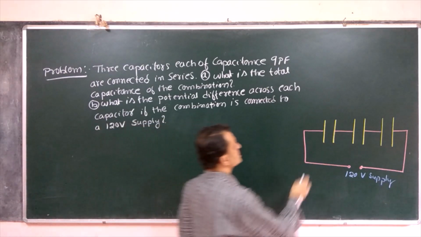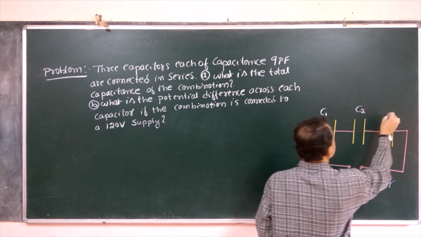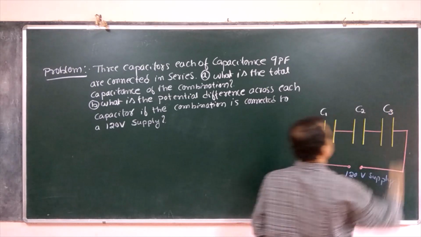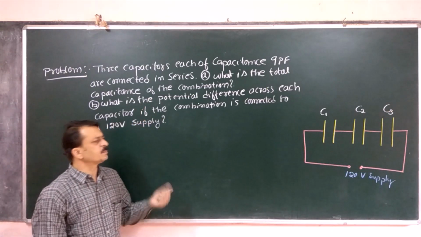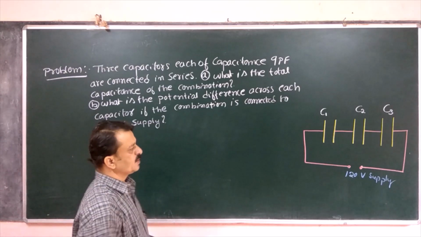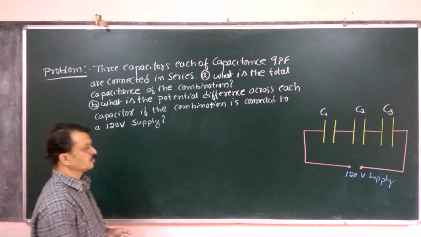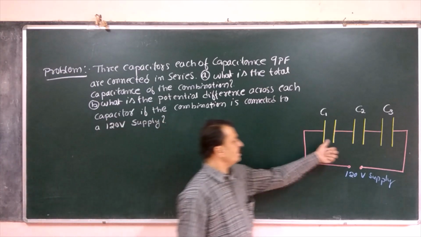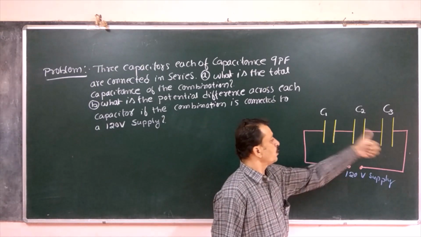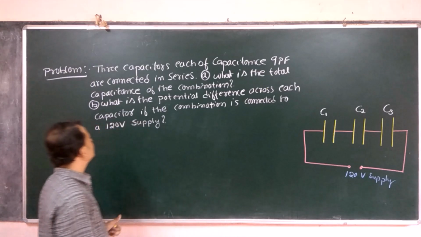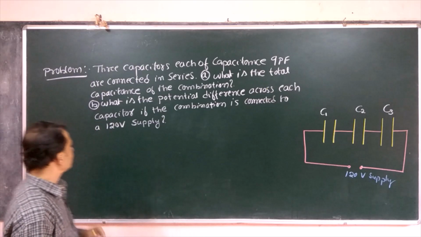Now here it is capacitor. If I call it as a C1, and this one is capacitance C2. Now this is the third capacitor of capacitance C3. Now C1, C2, C3 is equal to 9 picofarad ಅಂತ ಕೊಟ್ಬಿಟ್ಟಿದ್ದಾನೆ. They are connected in series. ಈಗ series connection ಮಾಡಿದ್ರೆ what is the effective or equivalent capacitance ಅಂತ find out ಮಾಡಬೇಕು. ಅದ್ರ ಜೊತೆಗೆ ಈ ಕಾಂಬಿನೇಷನ್ ಗೆ ನಾವು 120 ವೋಲ್ಟ್ ಸಪ್ಲೈ ಅನ್ನ ಅಪ್ಲೈ ಮಾಡಿದ್ರೆ what is the potential drop or the voltage across each capacitor. Potential difference or the voltage across each capacitor that we have to calculate.